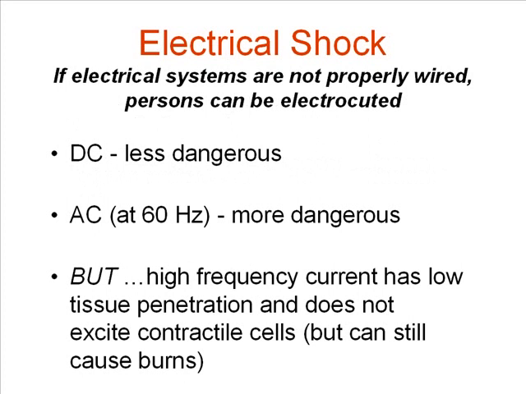Electrocution by DC current tends to be less dangerous than electrocution by alternating current at 60 hertz. But fortunately, high-frequency current, such as you get with electrocautery, has low tissue penetration and does not excite contractile cells, but can still cause burns, as you know in the operating room.